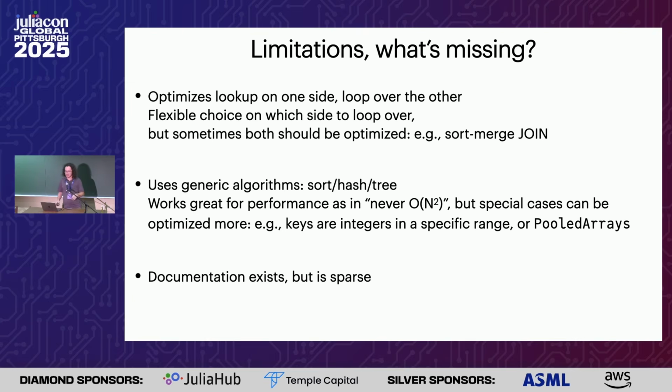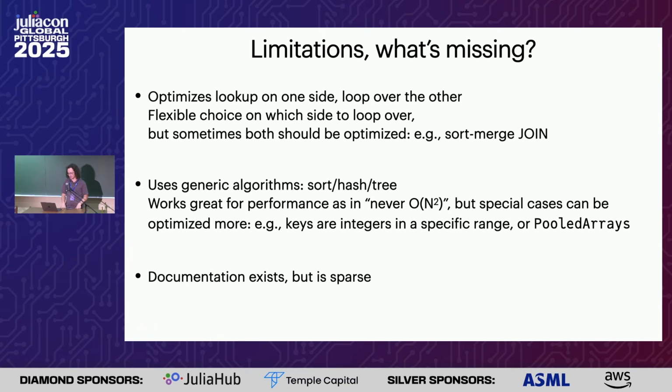But sometimes it makes sense for both sides to be optimized. The most prominent example is the sort merge join in relational databases. So you sort both of your data sets and then just linearly merge them together. This part is not implemented for now. The main questions here are where should the extension points be for this mode.